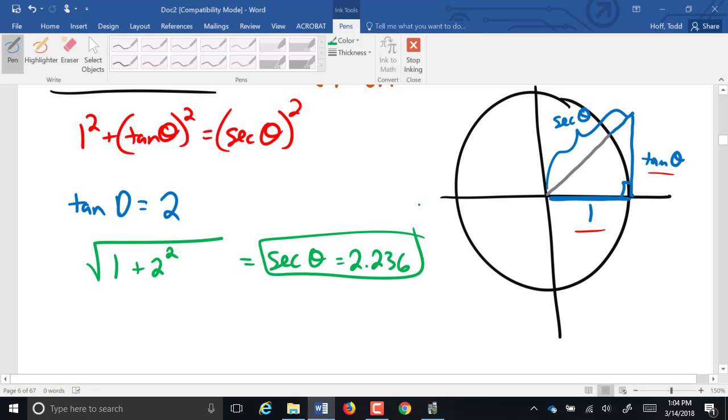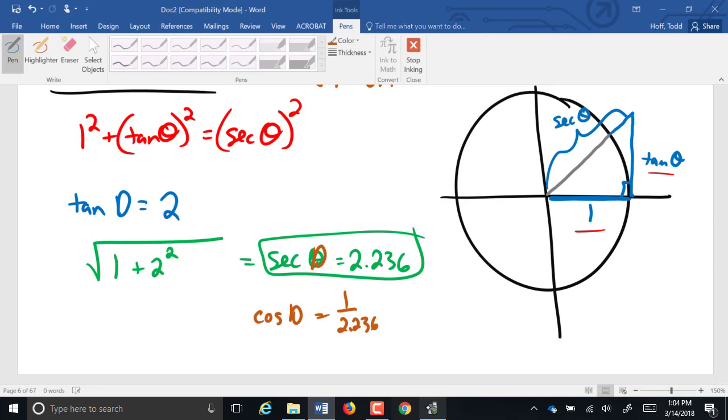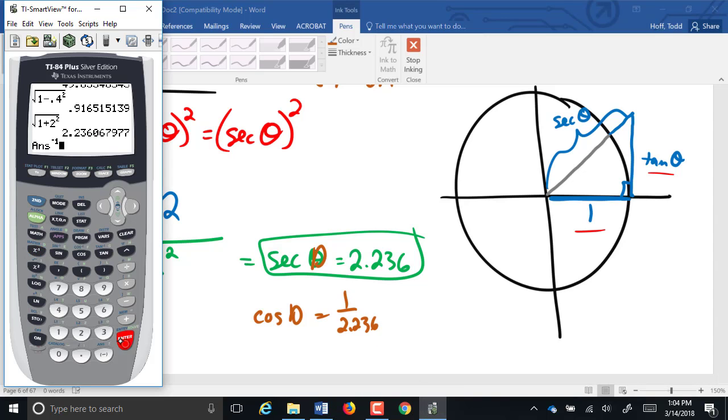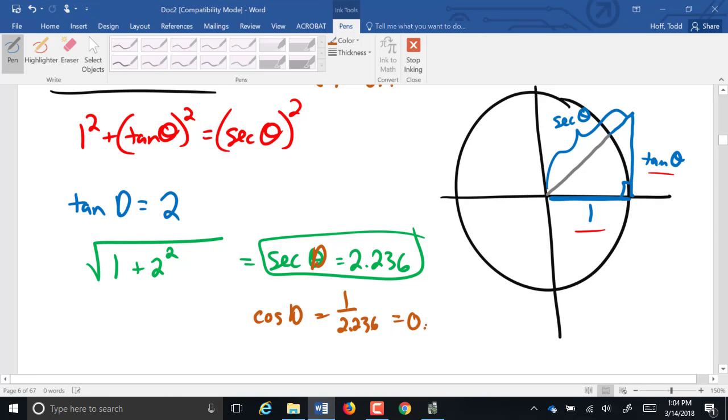Now that we have the secant, we can find the cosine. That's the secant of d. Cosine of d is 1 over 2.236. 0.4472 is our cosine. And we can go from there.